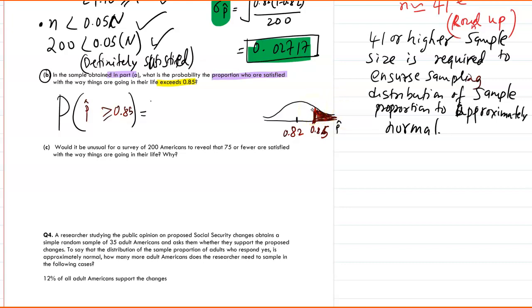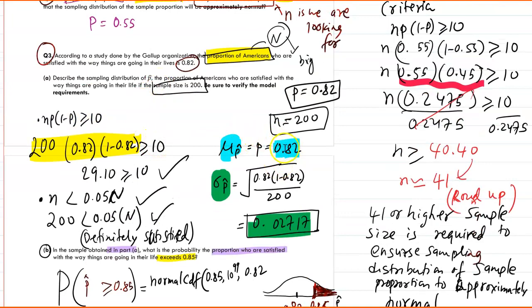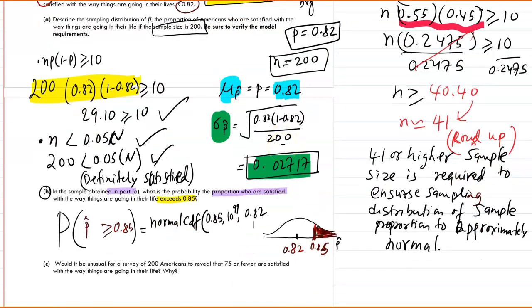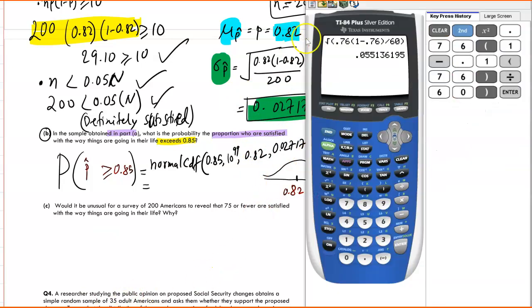Okay, again, this is normal CDF as we did before. Normal CDF. The lower bound here is 0.85. The upper bound here, we don't know, it's 10 to the power 99. The mean here is 0.82. Remember that's the mean of the sampling distribution, 0.82. We're using that, and the standard deviation is going to be 0.02717. That's the standard deviation of the sampling distribution. Okay, that's what I'm going to use. Put it in the calculator. Let's see what you get.